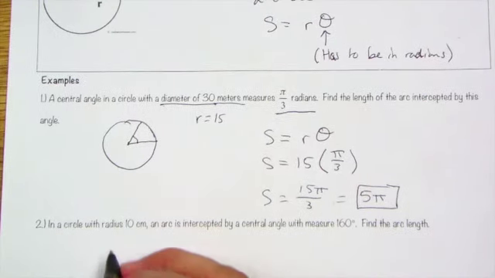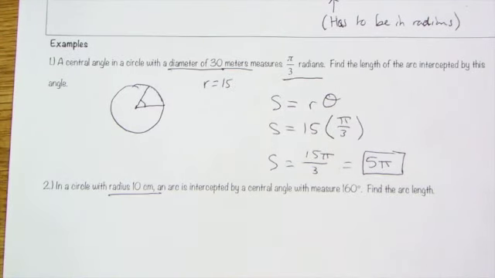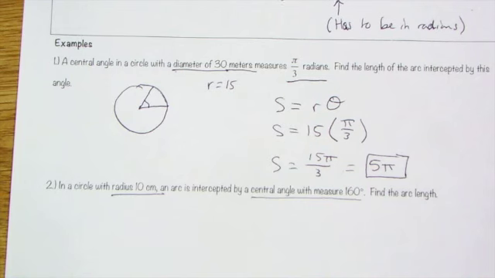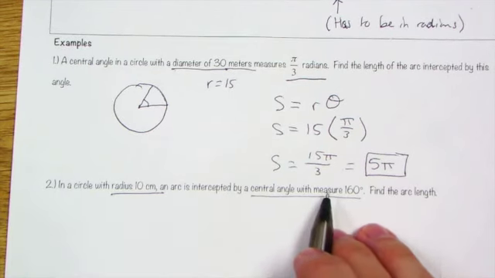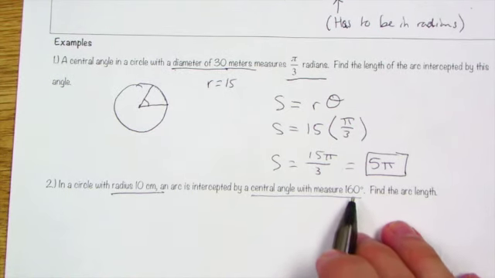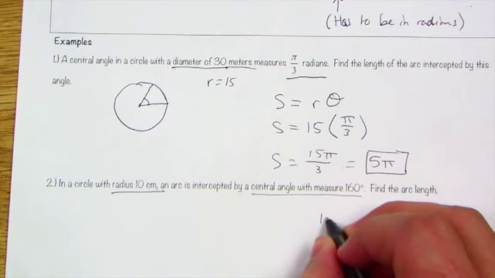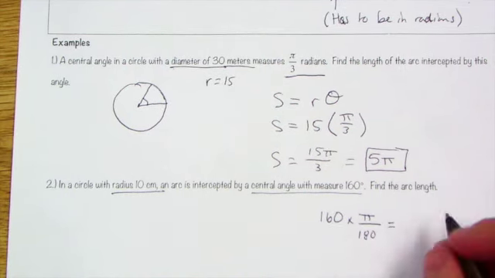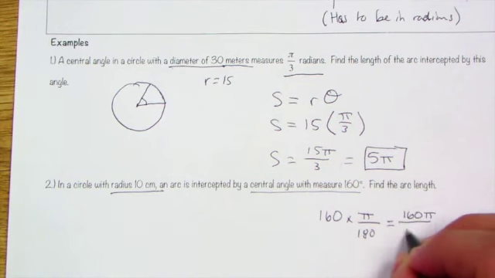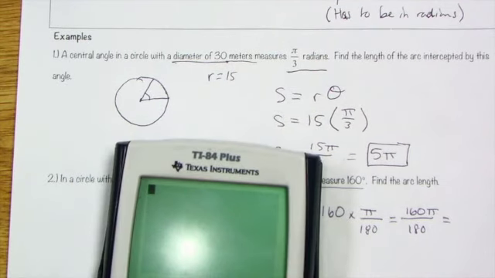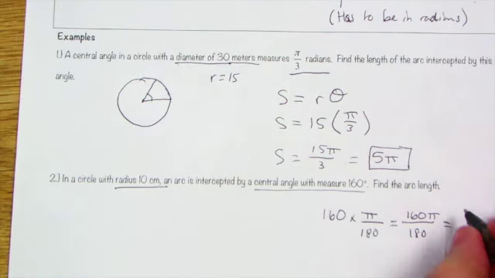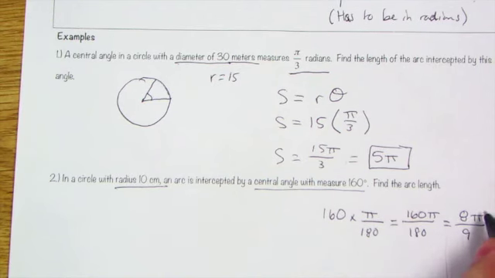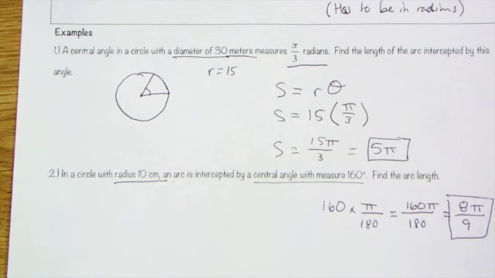In a circle with a radius of 10 centimeters, a central angle has a measure of 160 degrees. So we have the radius, but we don't have the angle in radians. So we will need to convert 160 degrees into radians. When we do that, we do 160 and we multiply by pi over 180. Remember that the pi never gets calculated, so it's just 160 pi over 180. And then our calculators will reduce this for us. So I can just do 160 divided by 180, and then hit math 1, enter. 8/9. So 8 pi over 9.